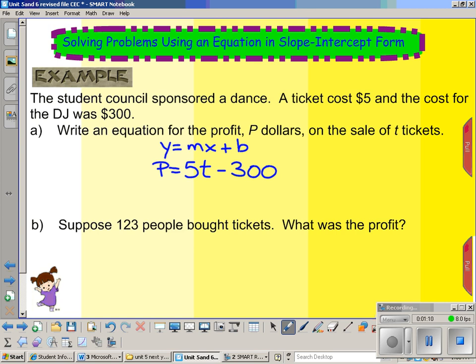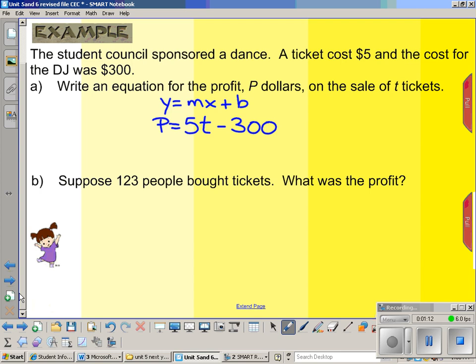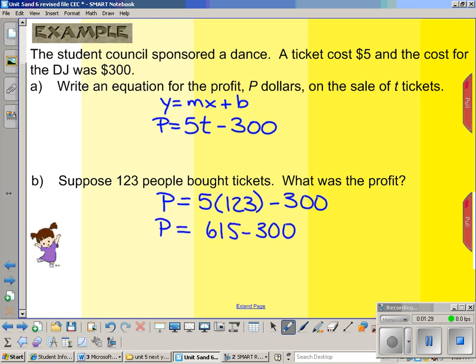Now suppose 123 people bought tickets. What would be your profit? Well, we've got 123 tickets that are sold at $5 a piece. And then we have to subtract the cost of the DJ. So we have 615, subtract 300. Our profit would be $315.